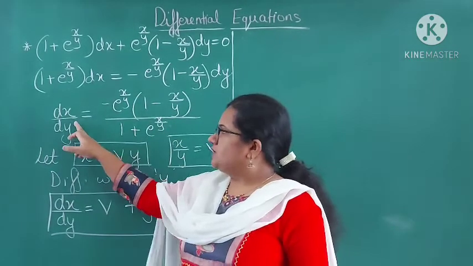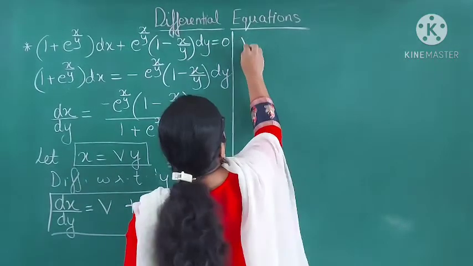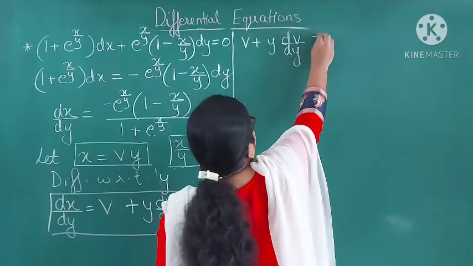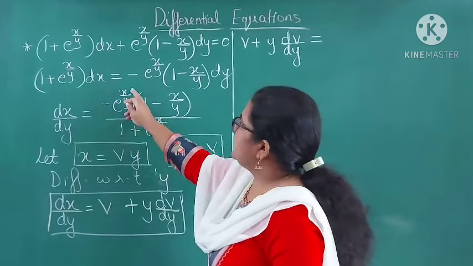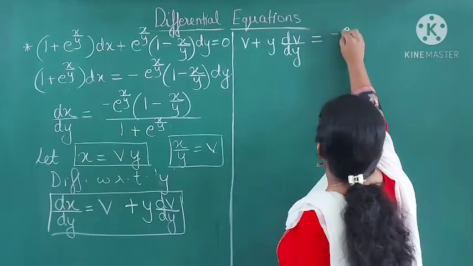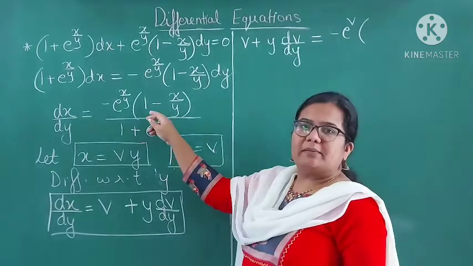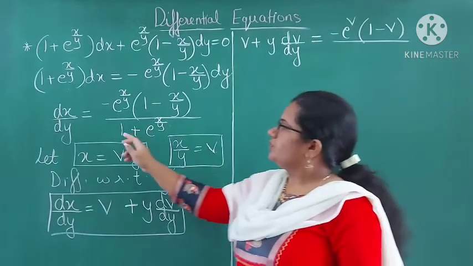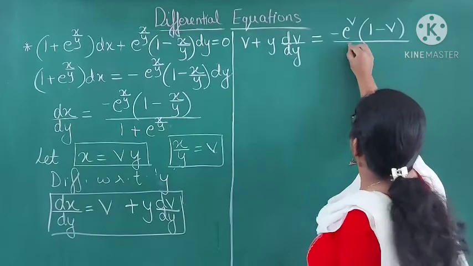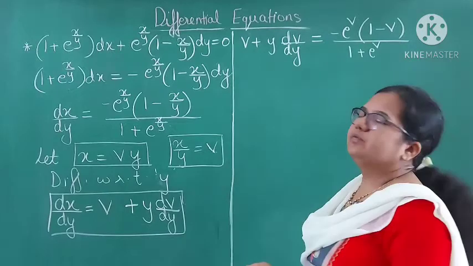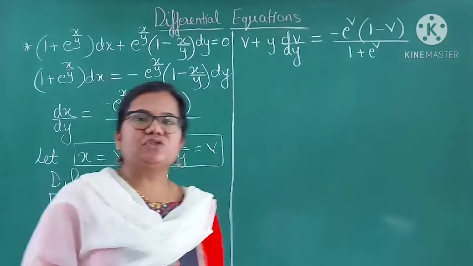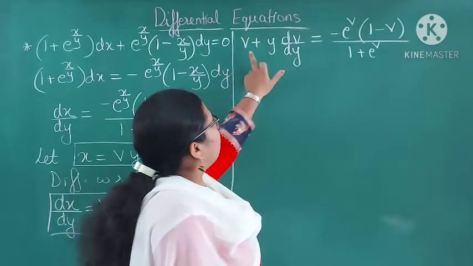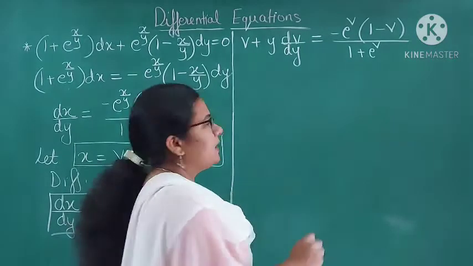So these three substitutions we will do here. So let us start with LHS. We will substitute dx upon dy. It is v plus y dv upon dy is equal to minus e raised to x upon y, so it will become minus e raised to v, into 1 minus x upon y will become 1 minus v, upon 1 plus e raised to x upon y will become 1 plus e raised to v. So this is our substitution. Now next what we have to do? We have to simplify this equation. So I will open this bracket and also I will take v on the other side. It will become minus v.